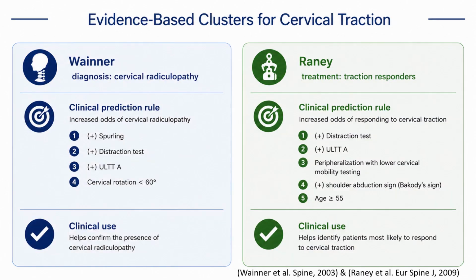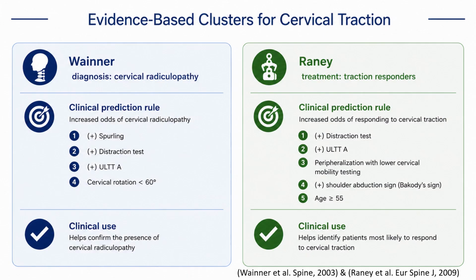Fortunately, there are two commonly referenced clinical prediction rules that help guide the use of cervical traction. Wainner's cluster is used to identify cervical radiculopathy. This helps confirm that the patient's symptoms are nerve root related, which supports the use of traction to reduce symptoms and promote centralization. Rainey's rule builds on this by identifying patients more likely to respond to traction. Many of the criteria overlap with radiculopathy, reinforcing that traction is most useful in this population.